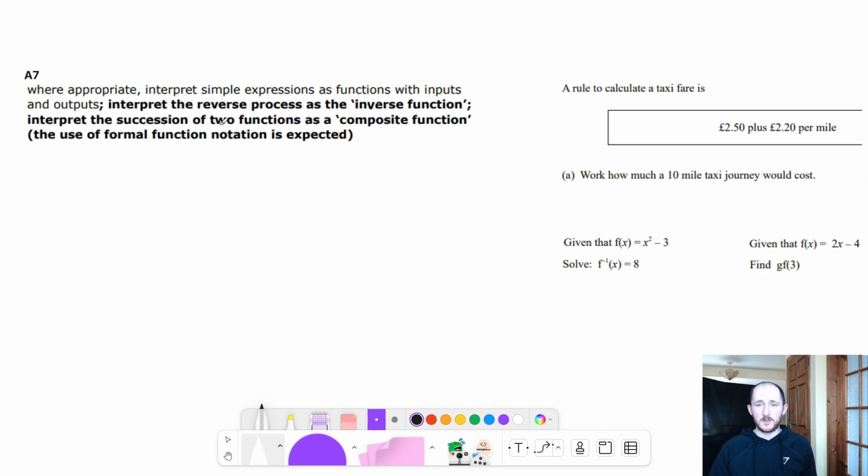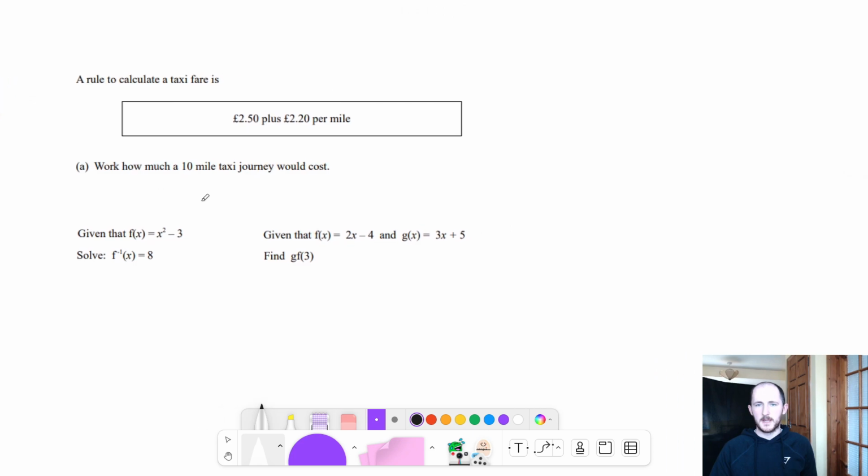And here we need to do a bunch of function stuff. So if you're foundation, you just need to interpret simple expressions as functions with inputs and outputs. So as you can see over there. However, if you're higher tier, you need to be able to do inverse and composite functions. So, the top one is for foundation and higher. A rule to calculate taxi fare is £2.50 plus £2.20 per mile. Work out how much a 10-mile journey would be. Well, it'd be £2.50 plus £2.20 per mile, so 2.2 times 10, so 22, which gives me £24.50, which honestly isn't even that bad for a taxi.